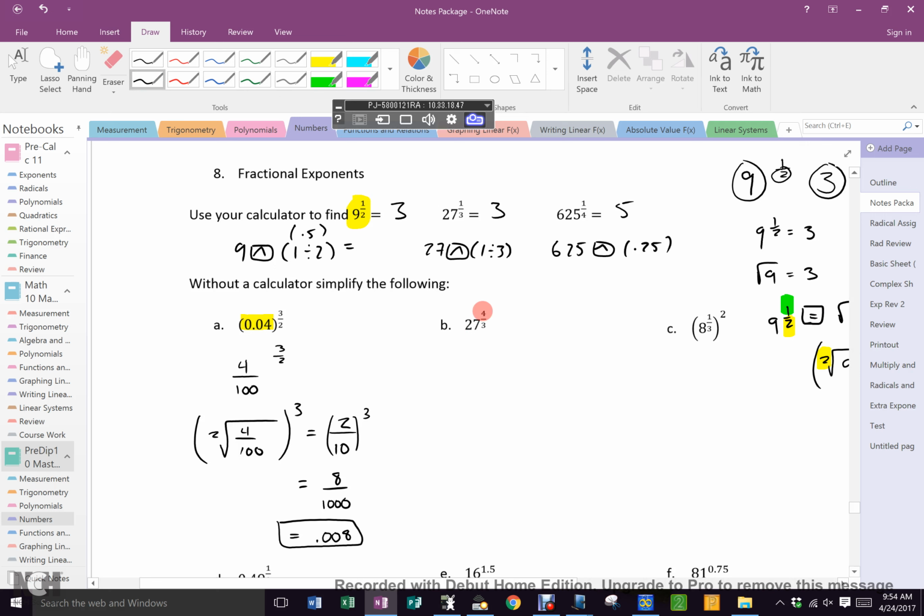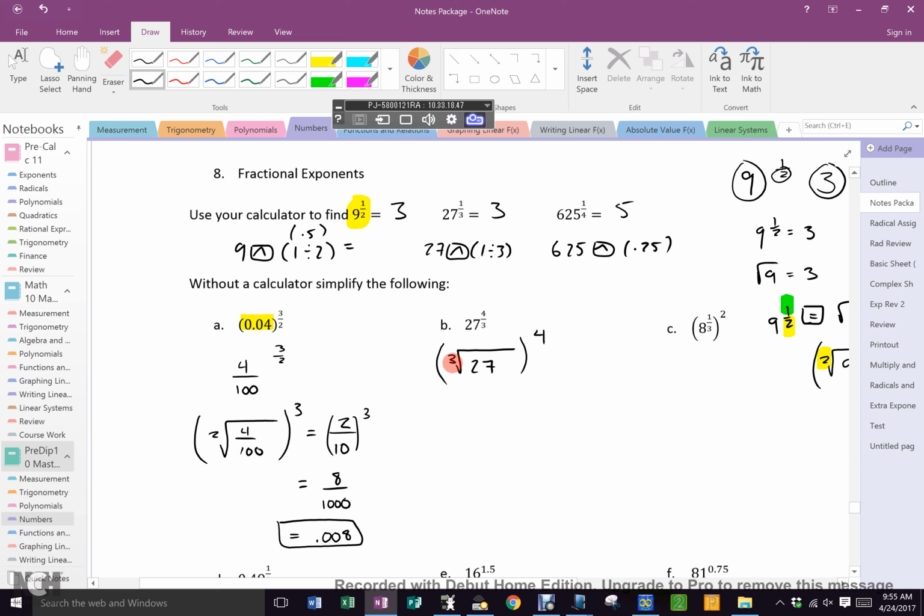Okay. So over here, what happens with the denominator? It becomes the index. What happens to the base? It becomes the radicand. And what happens to the numerator? It becomes the power. Now we do exactly what we always have done, and we simplify this.